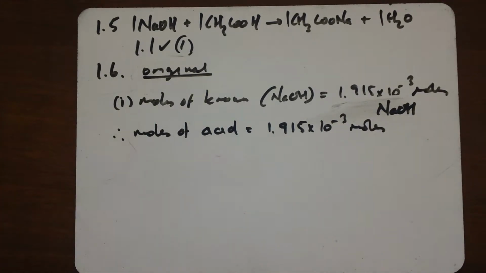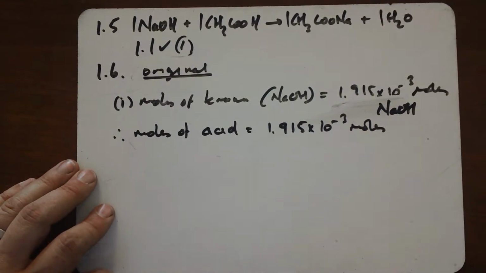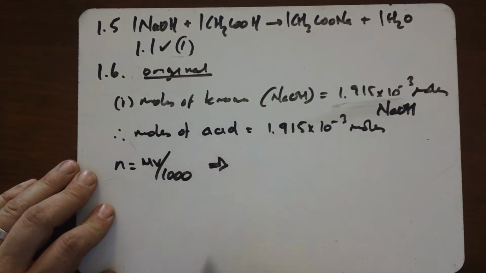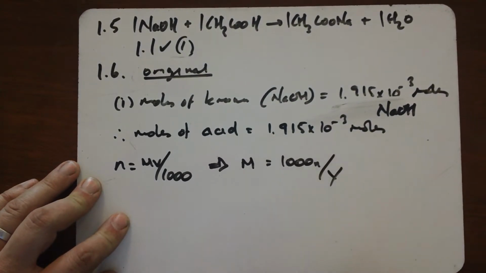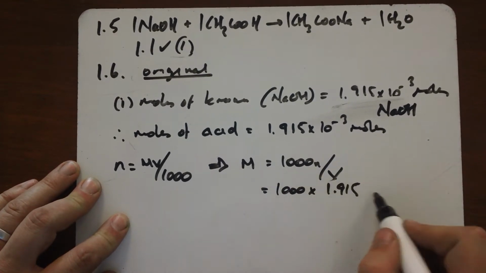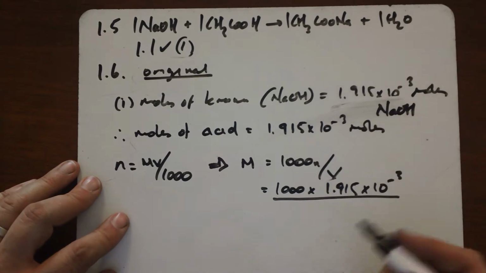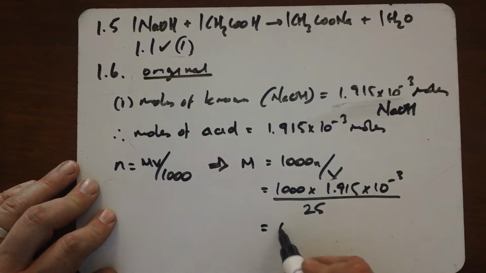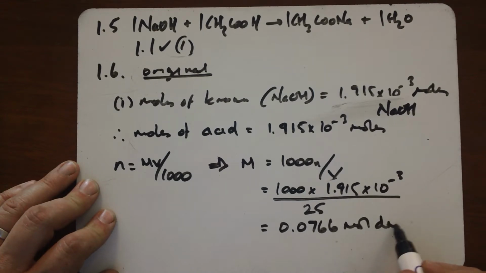So now what we do is, if we know the concentration, the number of moles and the volume, then we use MV over 1000 again, and we can rearrange this to find out what the concentration is. So M is equal to 1000 N divided by the volume. Now in this case it's 1000 times 1.915 times 10 to the minus 3 divided by the initial volume, or the volume of acid used, which is 25. And what we get is 0.0766 moles per decimeter cubed.